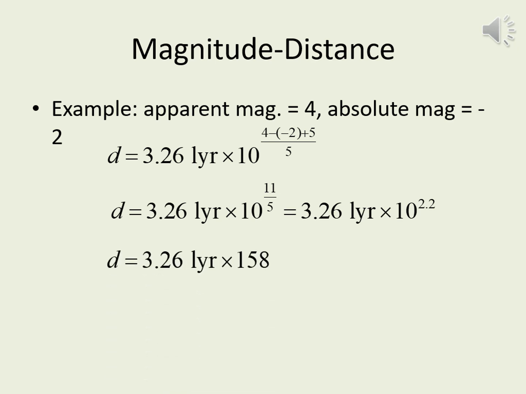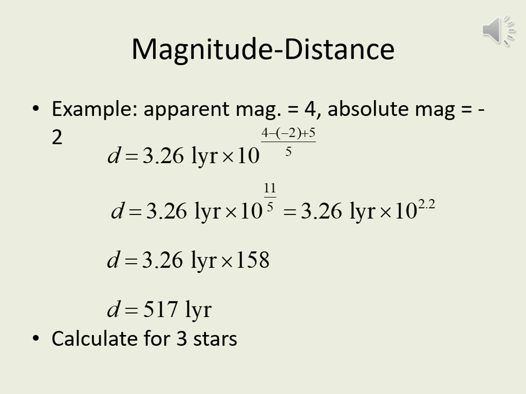10 to the power of 2.2 is 158. Remember to use the 10 to the x key on your calculator for this step. Also, don't forget that 10 to the 2 is 100, so getting a little more than that for 10 to the 2.2 makes sense. Finally, we multiply that by 3.26 light-years to get a distance of 517 light-years. You'll want to repeat this calculation for the three stars in your constellation that you're calculating.